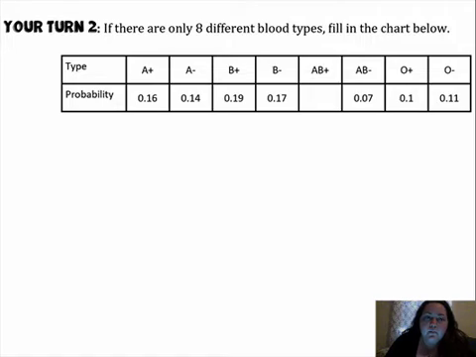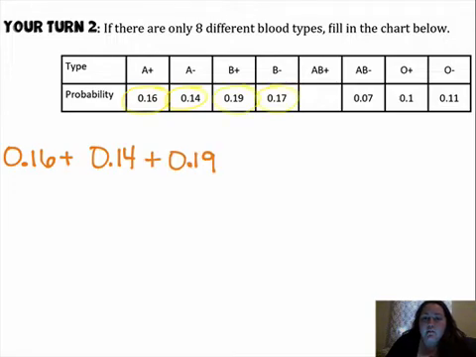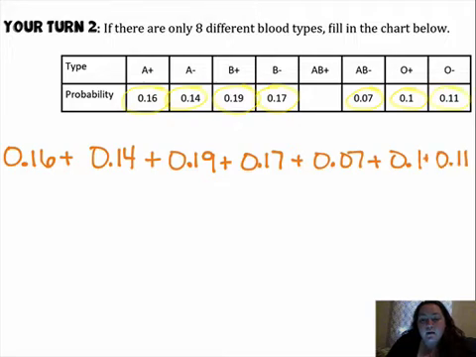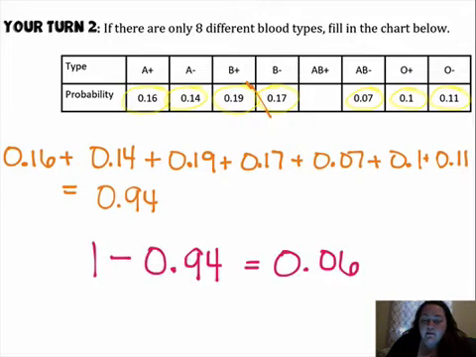Alright, this one. If there are only 8 different blood types, fill in the chart below. Well, I know that the probability has to total to equal 1 whole, or 100%. So if I take all of the probabilities that I know for all the blood types that they were given, and I add them all up, I get 0.94. If I do 1 minus that, I'm left with 6%, or 0.06. So AB positive must be 0.06.